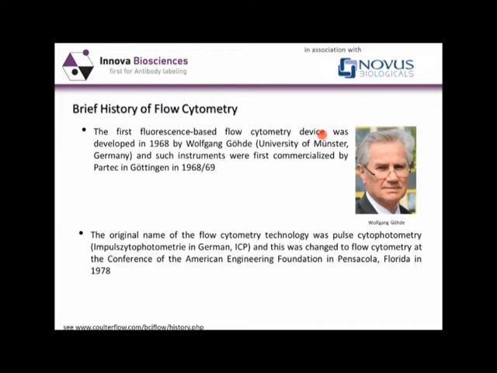I think it's always good to look back in history and identify who were the main players at the beginning of any technique. The first fluorescence-based flow cytometry device was developed by Wolfgang Göhde in 1968, and those instruments were first commercialized by a company called Partec in Göttingen. Those instruments are still available. The original name of the technology was Impulse Cytophotometrie in German, and this was changed to flow cytometry at the conference of the American Engineering Foundation in Florida in the late 1970s.